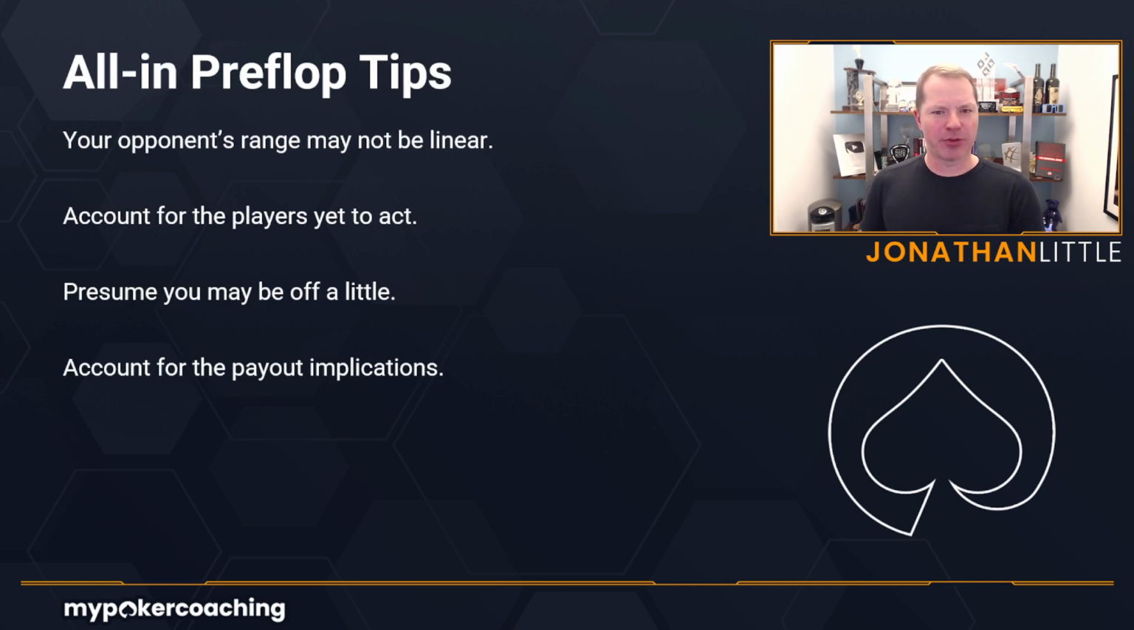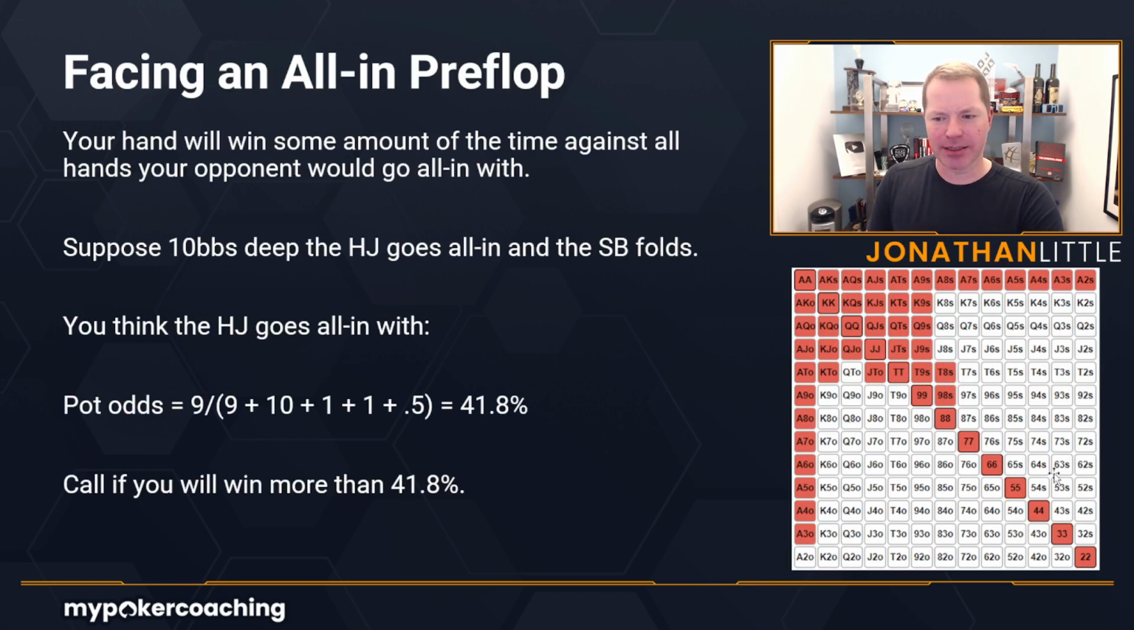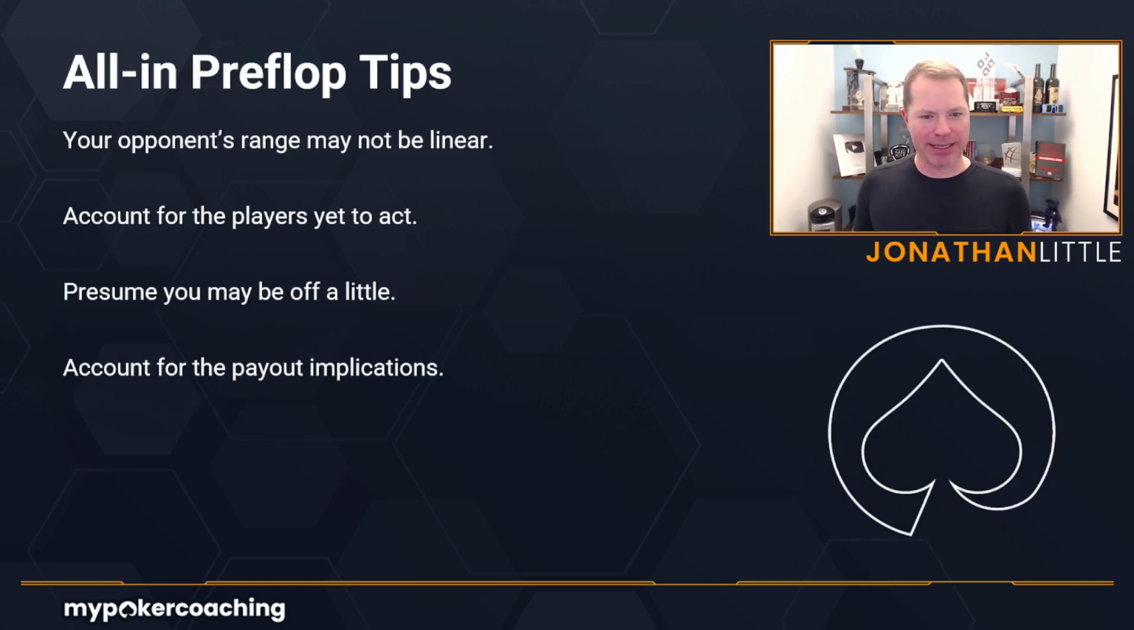I'll give you a few more tips for all-in pre-flop scenarios. Realize that your opponent's range may not necessarily be linear. In this spot, we had the opponent just shoving everything, right? What if instead the opponent min raises the best hands? Say they min raise aces, kings, queens, jacks, ace-king, ace-queen, ace-jack, and they shove everything else. Well, now their range is missing the best hands, which will allow you to call wider, right? So realize your opponent's range may or may not be linear.